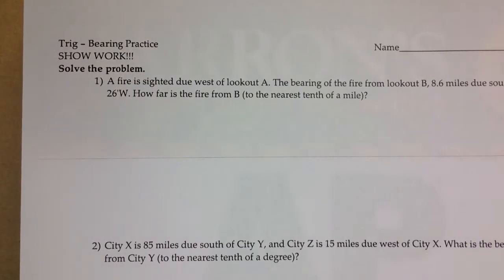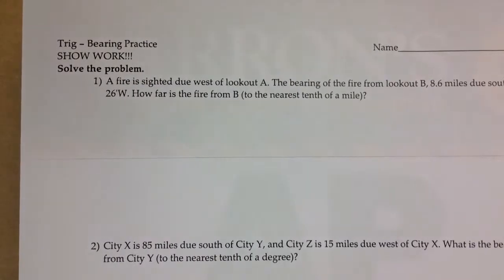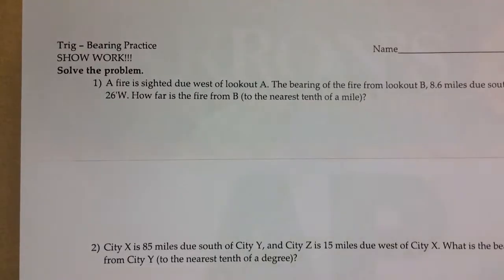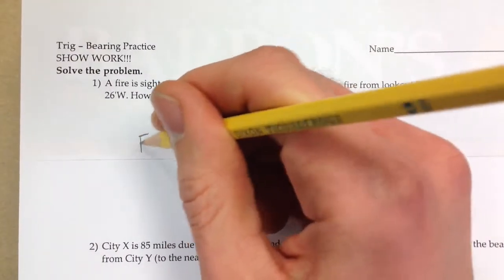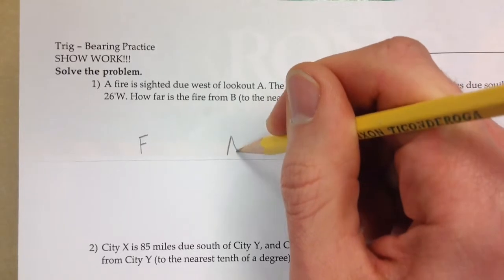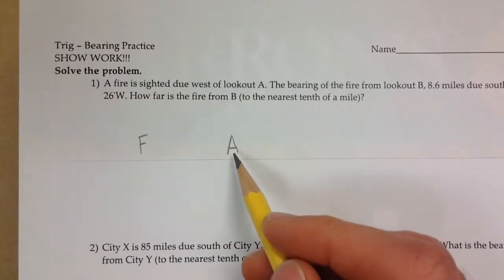A fire is sighted due west of lookout A. Oh no. Fire. Okay, fire west of A.